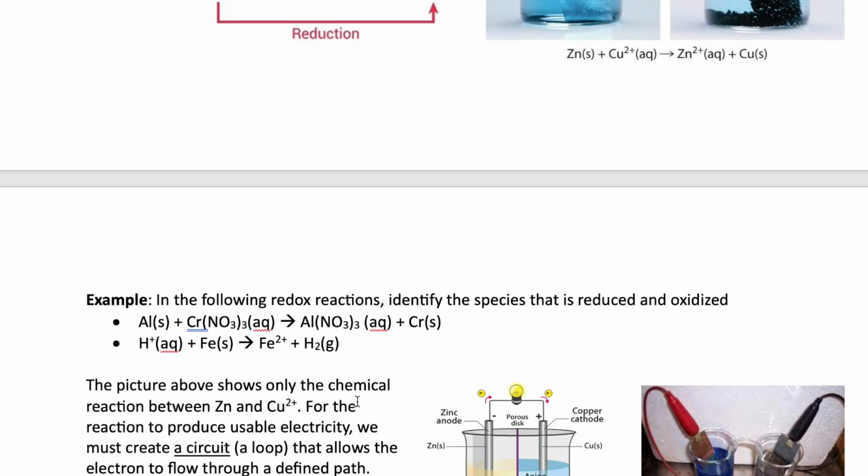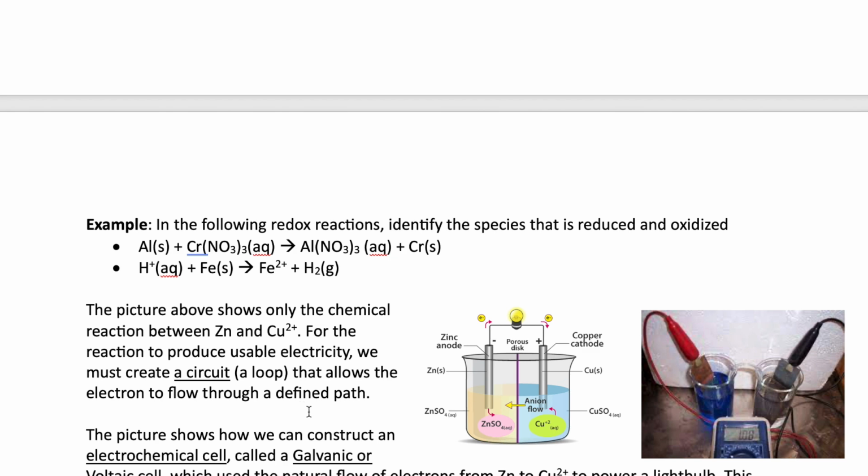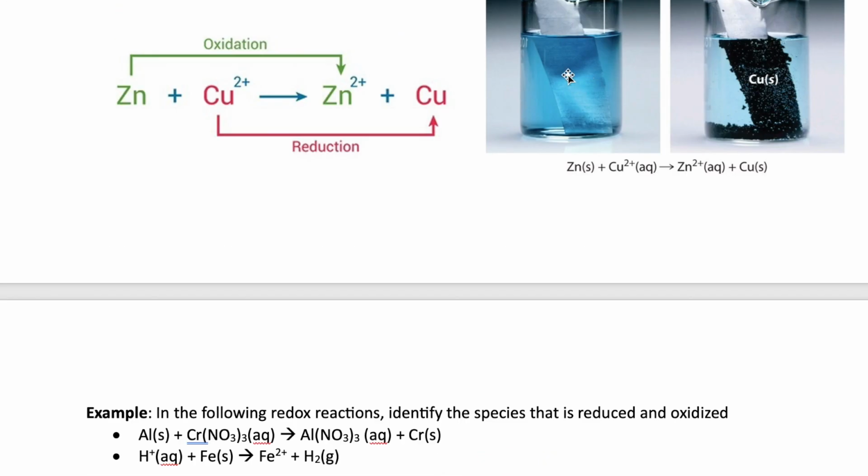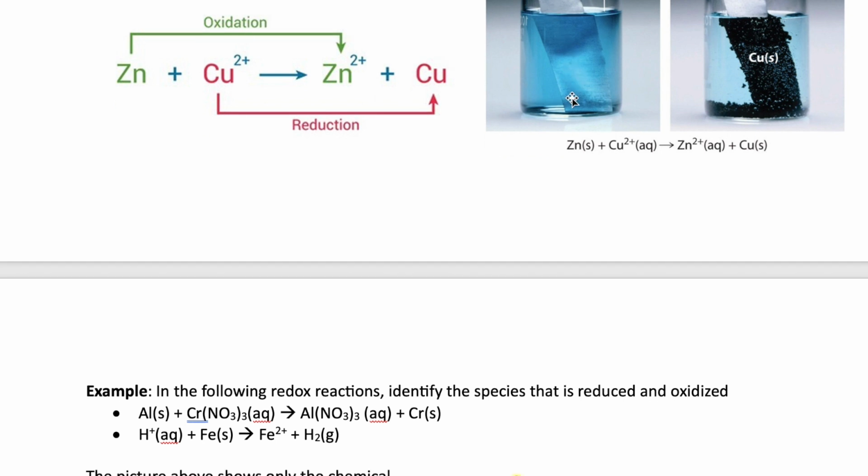So think about that. Think about what is oxidized and what's reduced. The picture that I just showed you earlier is just a chemical reaction of zinc and copper ion. There is electron movement here, but that electron movement is not being harnessed to generate electricity. Right now, all we're having here is the electron directly being transferred from zinc to copper, and so we don't get anything except heat here.